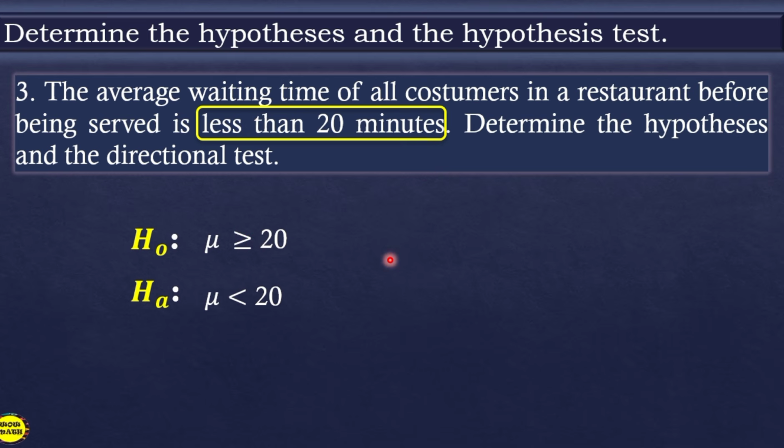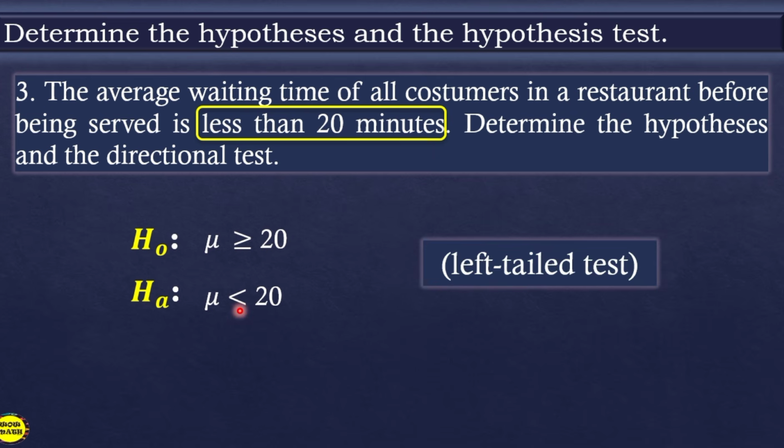So, ibig sabihin, kapag less than ang alternative hypothesis natin, ito ay halimbawa ng one-tailed test. So, anong klaseng one-tailed test? Since less than, yan ay left-tailed test. Okay?